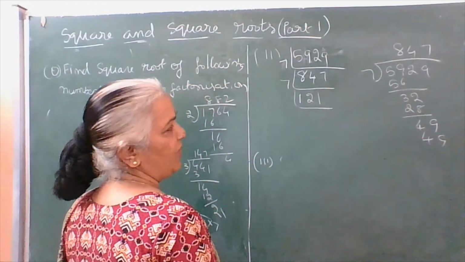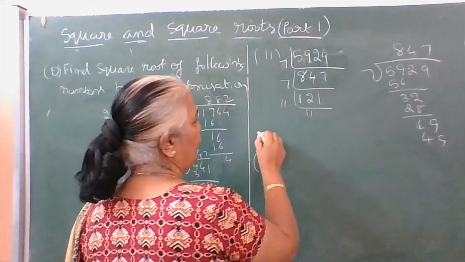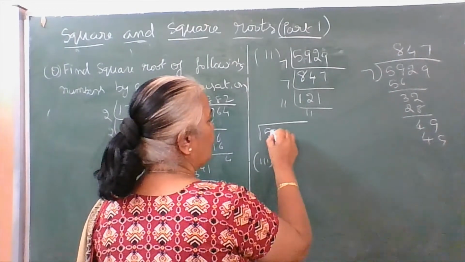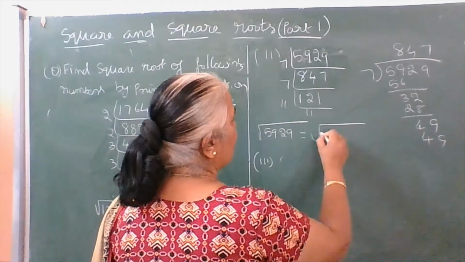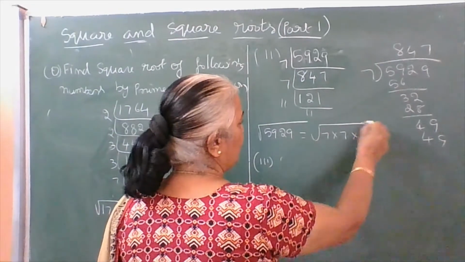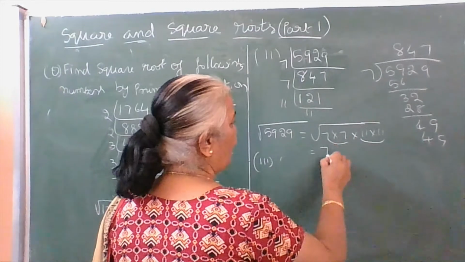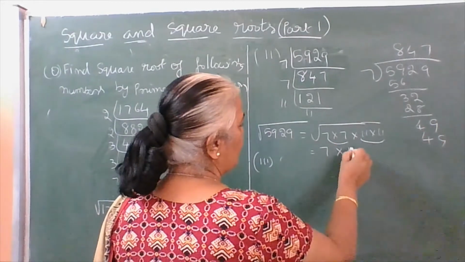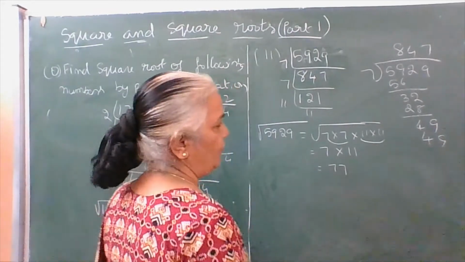Then the next prime number is 11. 11 into 11 is 121. Therefore the square root of 5929 is 7 into 7 and 11 into 11. Instead of 2 factors, we are writing 1 factor. Here also 7 into 11 is equal to 77.